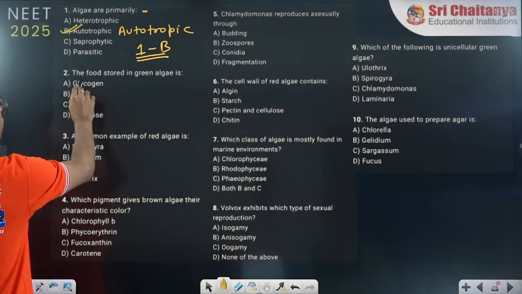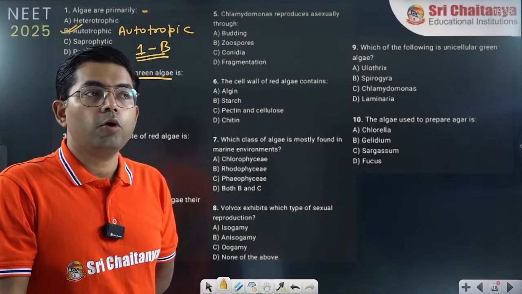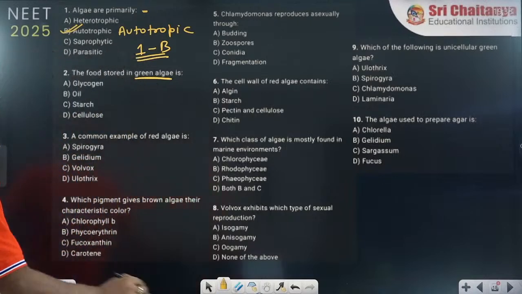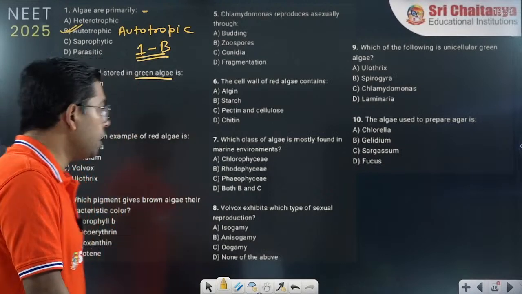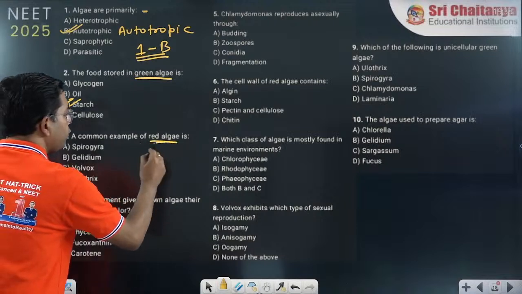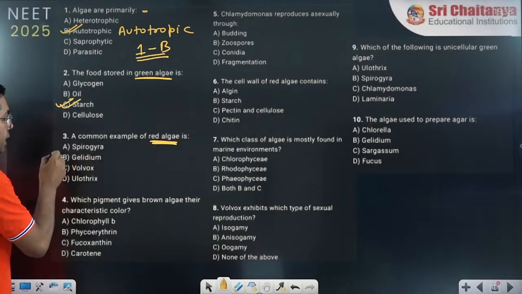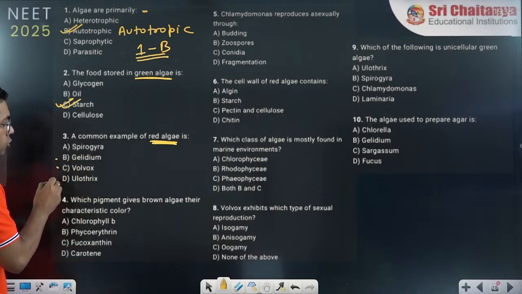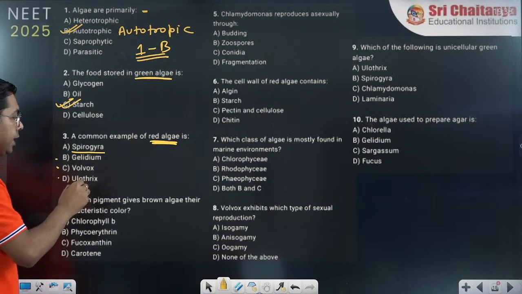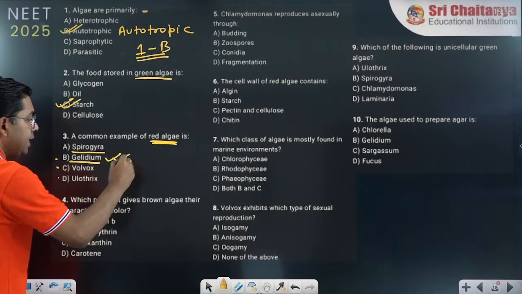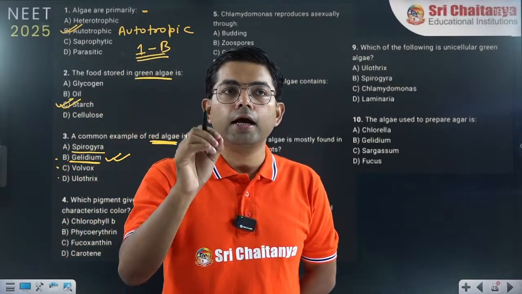Now, second is the food stored in green algae. What is the food stored? So food stored is starch in green algae. Then, common example of red algae is, which of them is a red algae? Is it Spirogyra? Is it Gelidium? Is it Volvox or Oscillatoria? So see one by one. Spirogyra is not a red algae. Gelidium, yes, it is a red algae. Gelidium and Gracilaria are used to obtain agar, right?